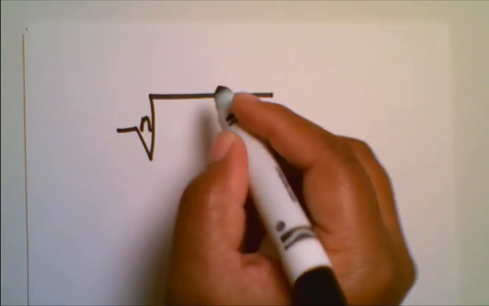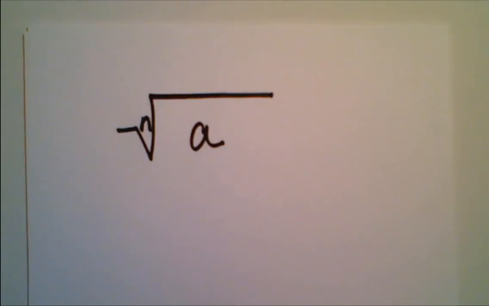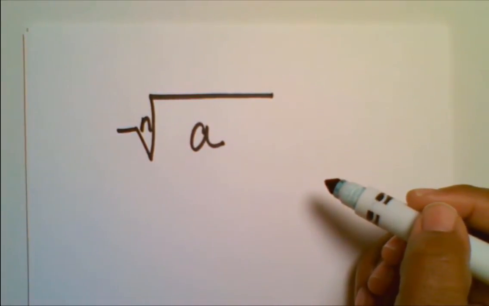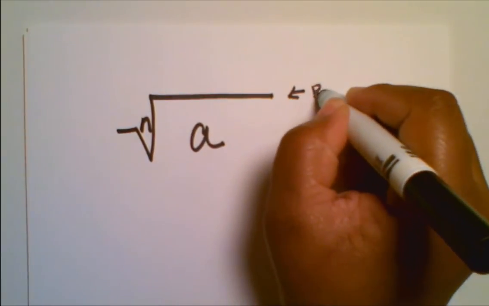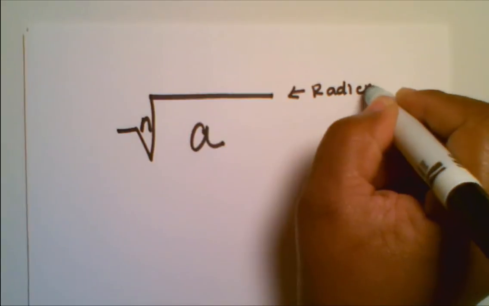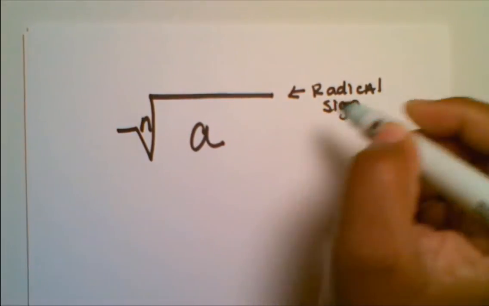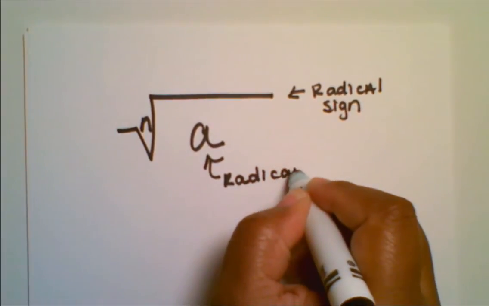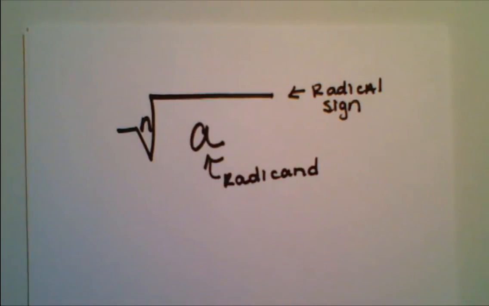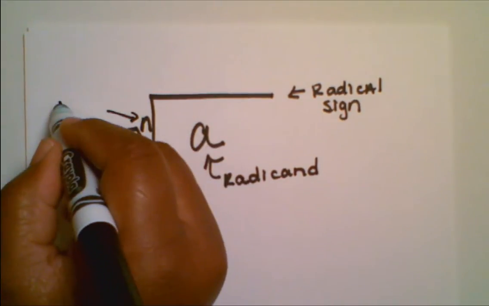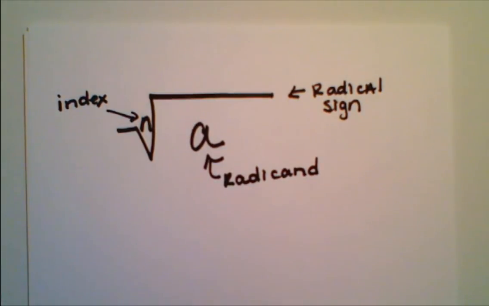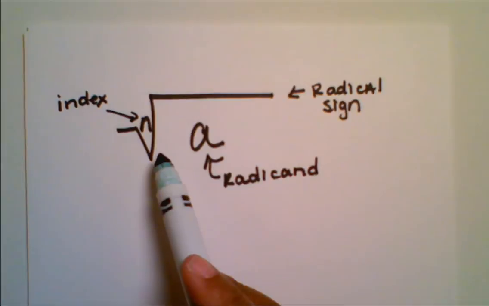Here we have the nth root of a. The parts of this radical expression: you have the radical sign, you have the radicand, which is the number or expression under the radical sign, and then you have the index, which we're calling n here. The index is the smallest number to the left of the radical. It indicates the degree of the radical.